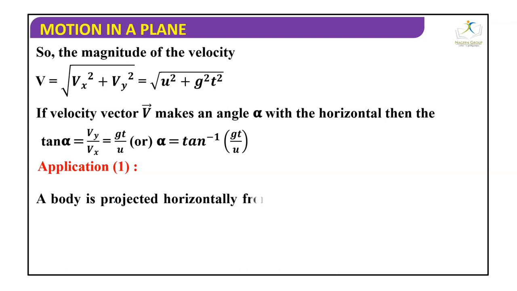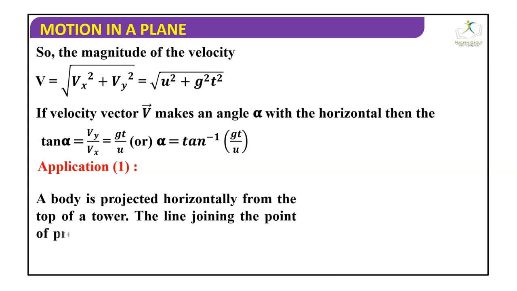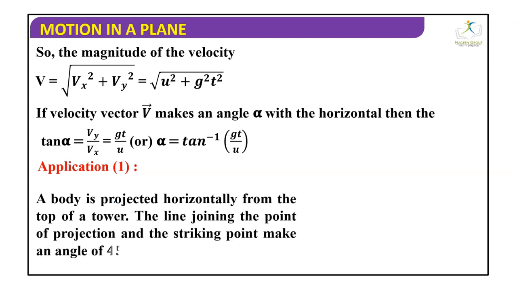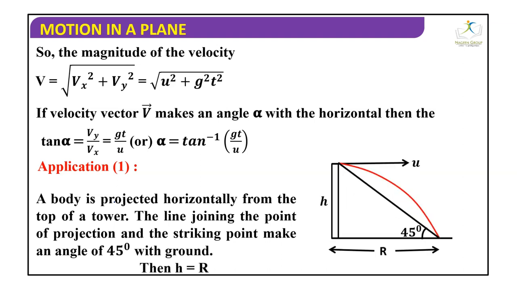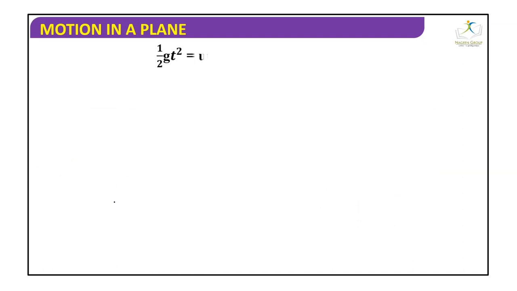Application first: a body is projected horizontally from the top of the tower. The line joining the point of projection and the striking point makes an angle of 45 degrees with the ground. So in that case h is equal to r. So half gt square is equal to ut, and t is equal to 2u by g.